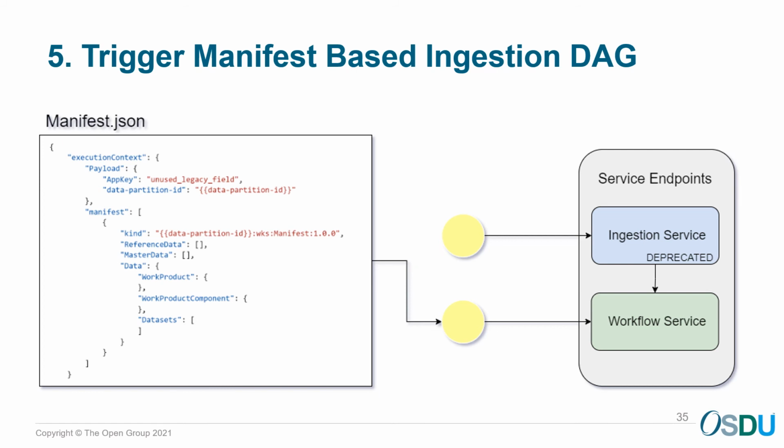The Workflow API also provides an endpoint to trigger an already registered workflow. The endpoint expects a POST request with a route containing the workflow name and a body with the following structure: the payload field with app key, which is an unused legacy field, a partition ID field, and a manifest field that could be a single manifest or an array of manifests.